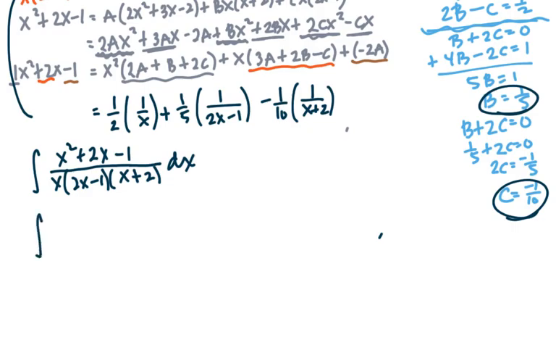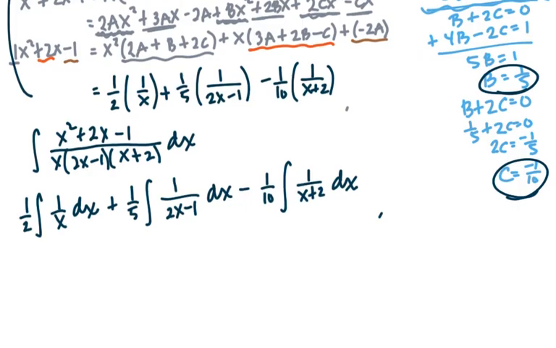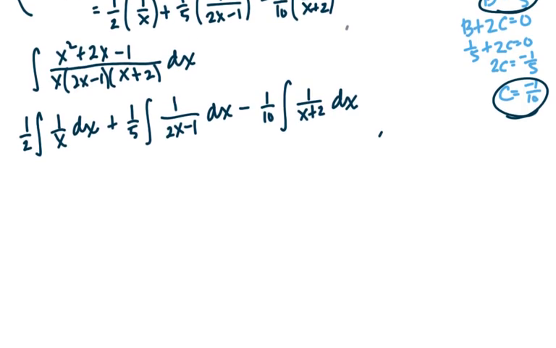So we're going to rewrite it as 3 separate integrals. I'm going to write my constants of 1/2 out front: 1 over x dx, plus my B is 1/5, the integration of 1 over 2x minus 1 dx, minus 1/10, the integration of 1 over x plus 2 dx. Now all of these require u sub, but u sub is not difficult. So the first one doesn't. So let's look at the other two.